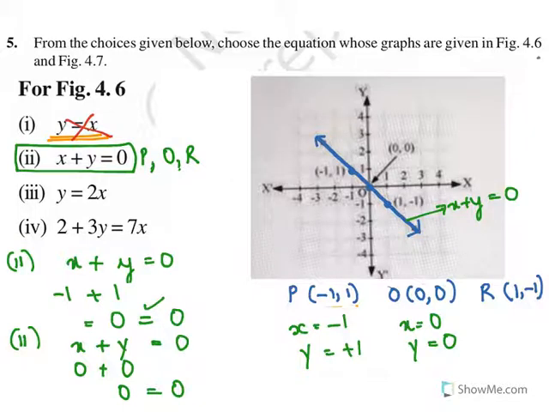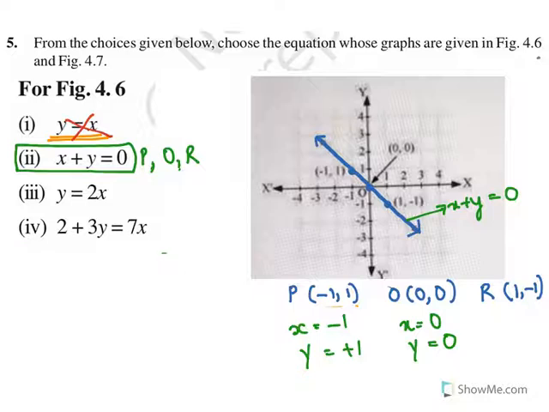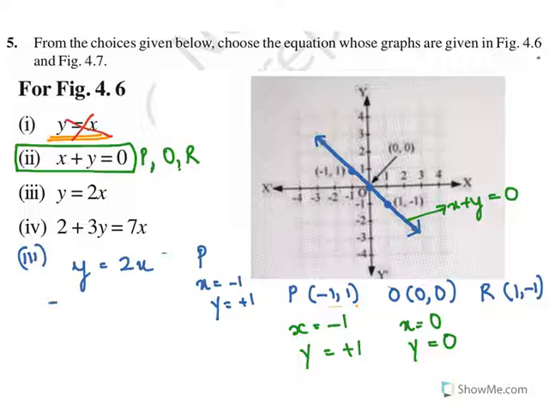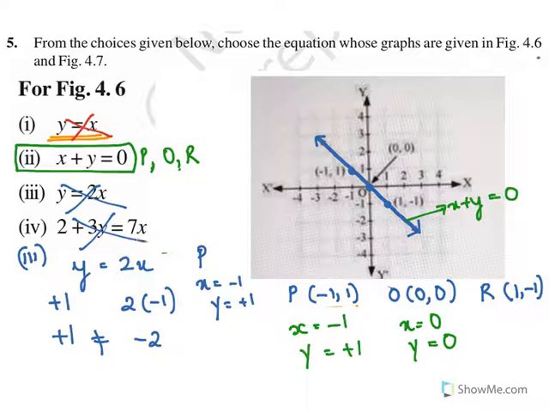If you check for third and fourth, you will see it does not satisfy the equation. Let's check for third. Y equal to 2x. We will check for P. For P, we know x is -1, y is +1. Let's put the value. So y is +1 and this is -2. So on one side we get +1, other side we get -2. This is not equal. So this is not the equation. And even if you check for the fourth, you will find it is not the equation.